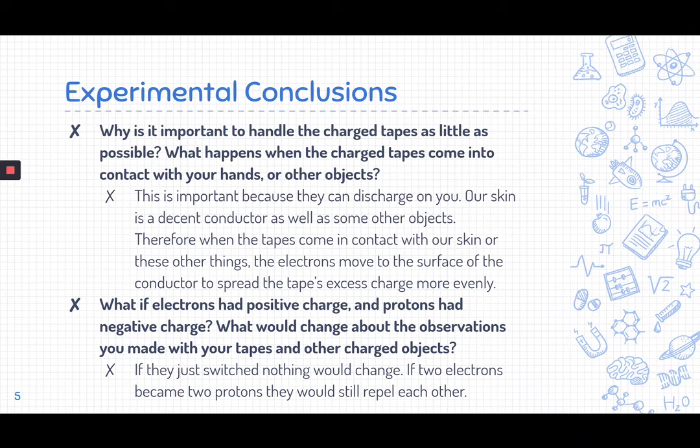And for the second provided question for my conclusion, if electrons and protons essentially switched identities, nothing would change. If 2 electrons became 2 protons, they would still repel each other, like shown in the first model on my introduction slide. And the same if they were opposites. They would still attract, even if they just switched identities.